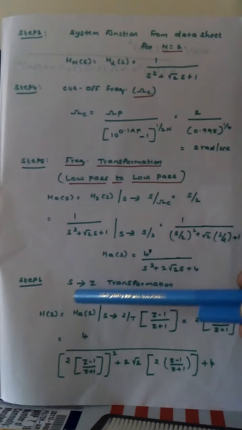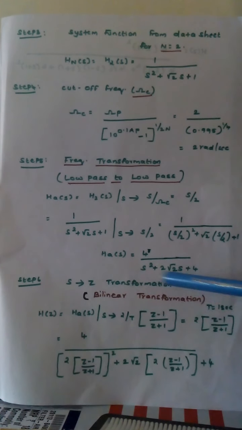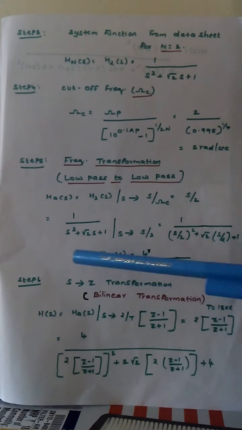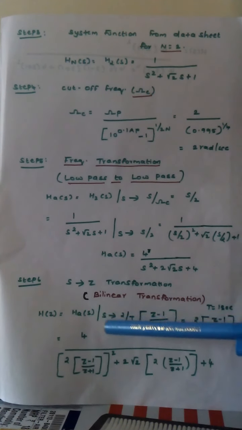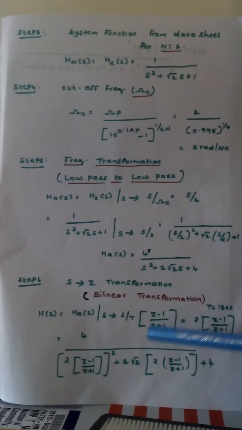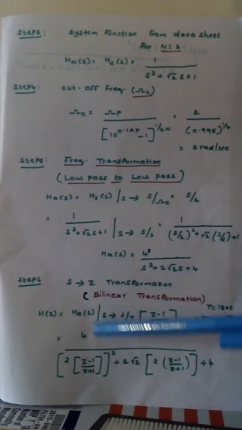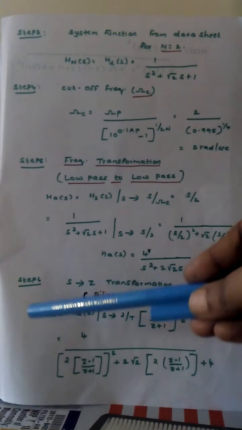So the S domain will be converted into the Z domain. Here they mention it is a bilinear transformation. We know that if you want to do the bilinear transformation to convert S to Z, the formula will be again HA of S, where S will be replaced by 2 by T into Z minus 1 divided by Z plus 1. Using this, we have to convert S to the Z domain.